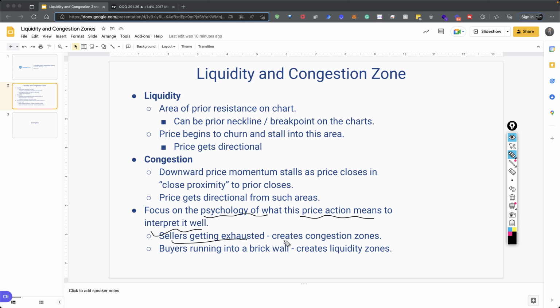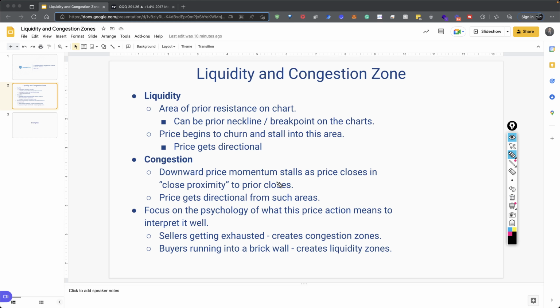Sellers getting exhausted creates congestion zones. Buyers running into a brick wall creates liquidity zones, and it's the prior buyers at those points that sell their stock and liquidate their holdings because they are so happy that they get to get out even. So those are the concepts.